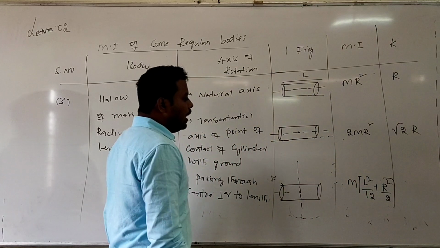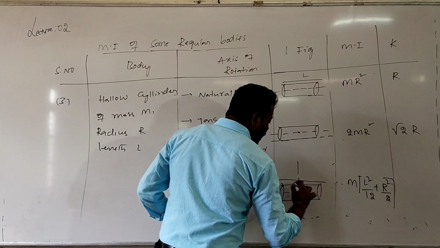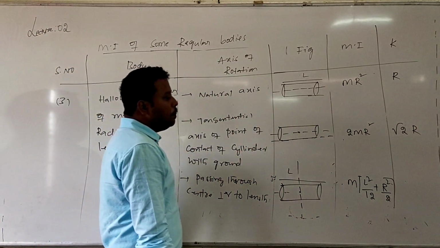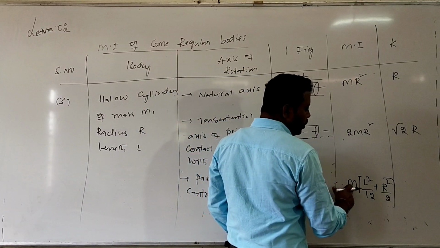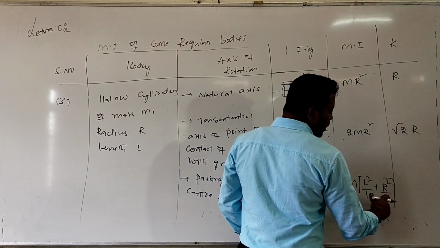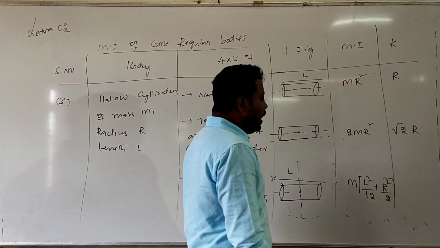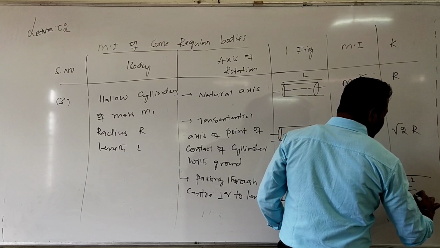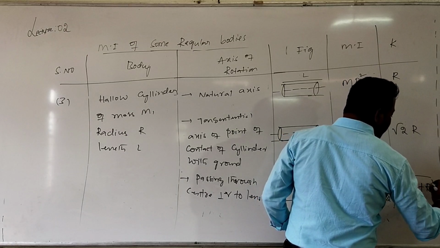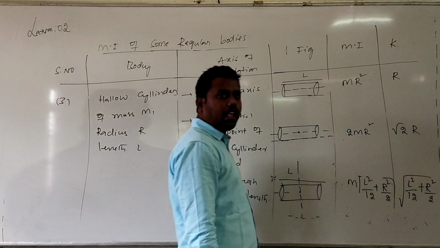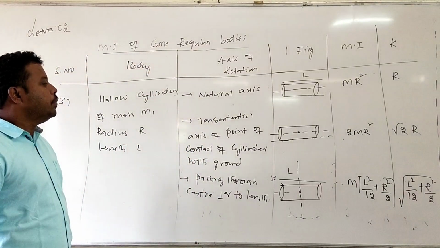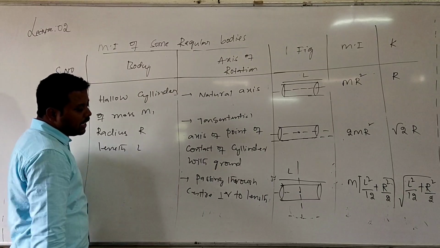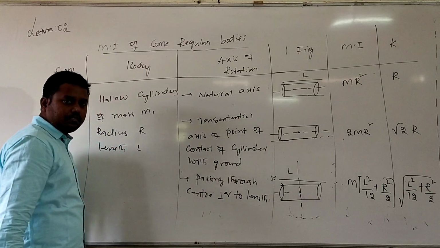Because here the length also needs to be considered. The total length of the cylinder is L. About an axis passing through the center, perpendicular to length, it will become M into L square by 12 plus R square by 2. Then the radius of gyration is given by root over L square by 12 plus R square by 2. Understood now? So this is regarding the moment of inertia of a cylinder about an axis passing through the center and perpendicular to length.